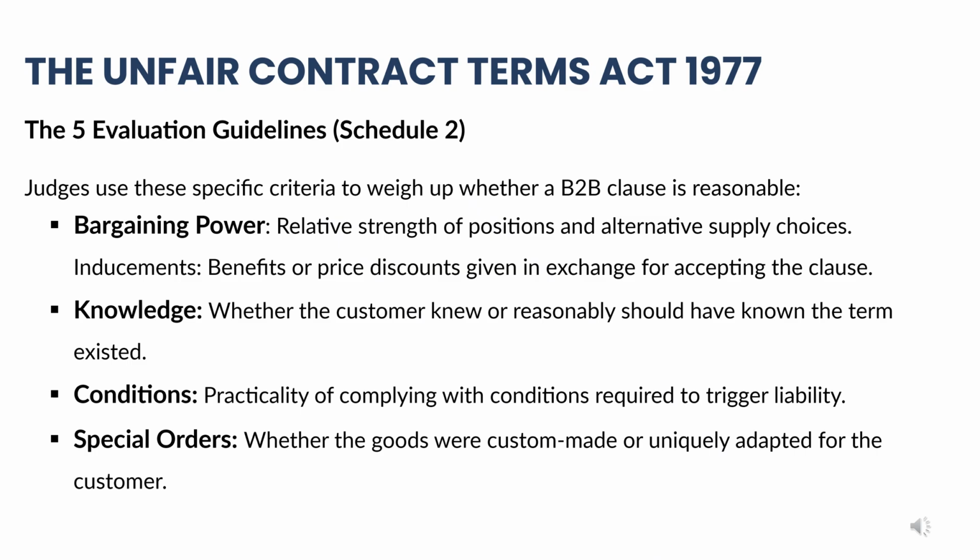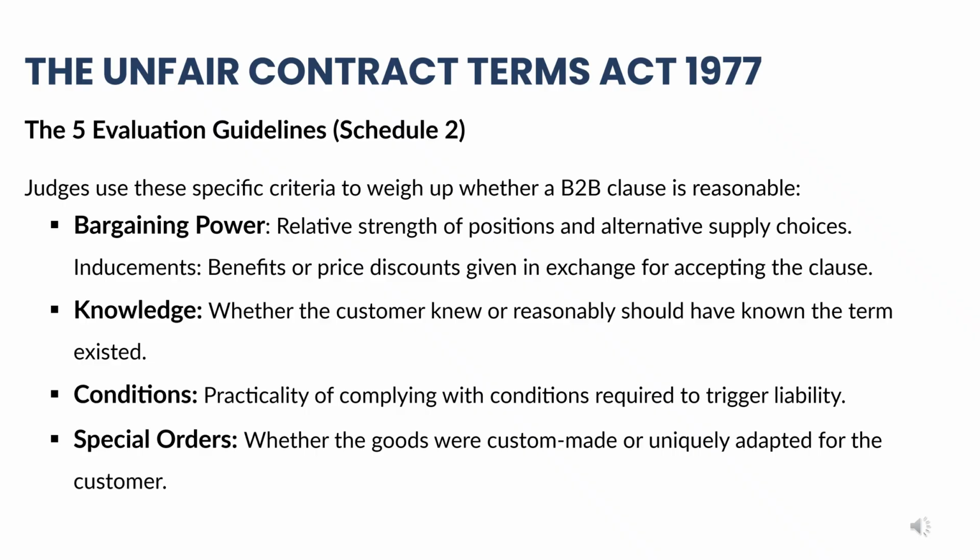To maintain consistency, Parliament provided a concrete statutory checklist. This brings us directly to the 5 evaluation guidelines found in Schedule 2 of the Act, which judges use to systematically weigh up whether a business-to-business exclusion clause should stand.